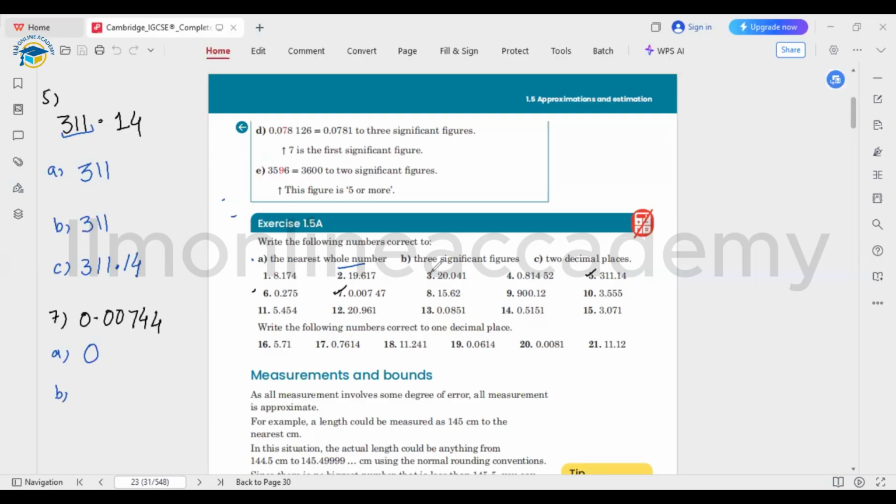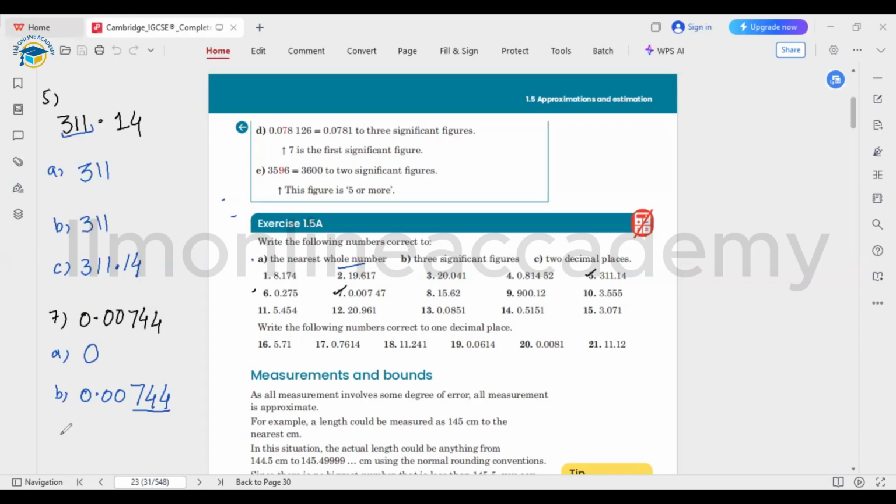Next, we need to round it off up to three significant figures. So you can check that at the start we have zeros. And after the zeros, we have 744, which are already three significant figures. So we need to write the complete number because zeros at the start will not be significant. Only these three numbers will count as three significant figures.